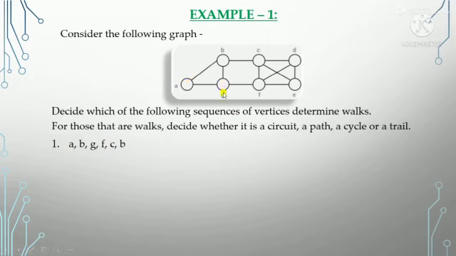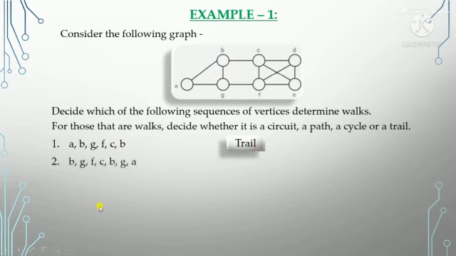A, B, G, F, C, B. Yes, this becomes a walk. So this is a walk, but which type of walk is this? This is a trail, right? Why a trail? Because in this, no edges are repeated. The vertex B is repeated here, but not any one edge is repeated. So we can say that this walk is a trail, right?